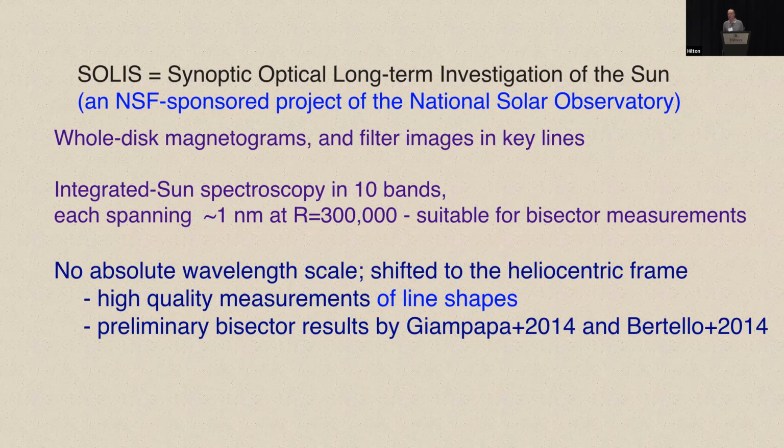They have some spectra that are taken with an iodine cell, but most of the spectra, they shift so that they agree in wavelength with a high resolution Fourier transform spectrum, so that when I download the spectra, they are effectively in the heliocentric reference frame. Nevertheless, even without wavelength calibration, they are high quality measurements of line shapes. So that's what I'm going to study. There have been some published studies of those line shapes, very preliminary studies in 2014.